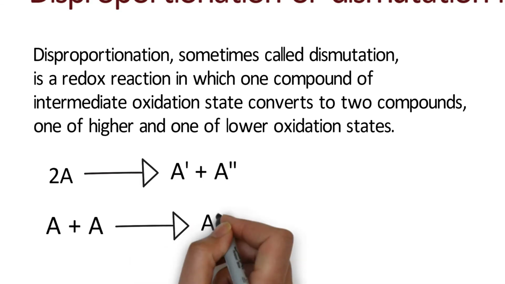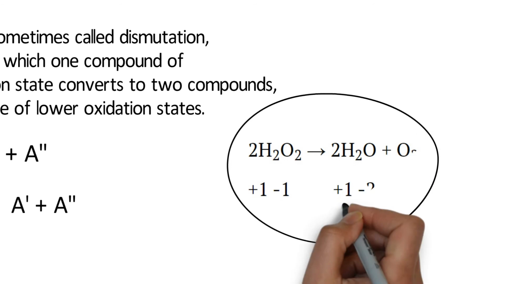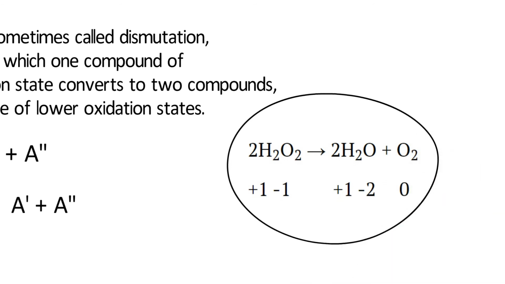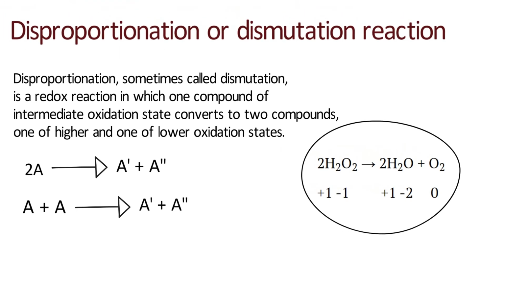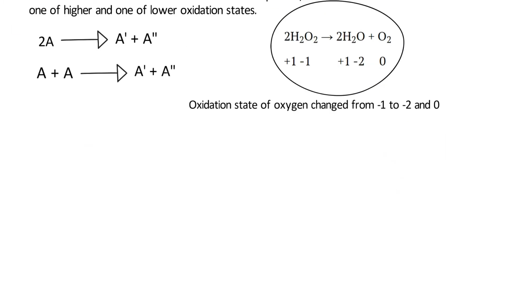Two A molecules will produce two different types of A. Dissociation of hydrogen peroxide is a disproportionation reaction. The oxygen atom in hydrogen peroxide is in -1 oxidation state. It is both oxidized to oxygen where oxidation state is 0 and reduced to water where oxidation state is -2. So after the reaction, oxidation state of oxygen changed to higher from -1 to 0 and also lower from -1 to -2.